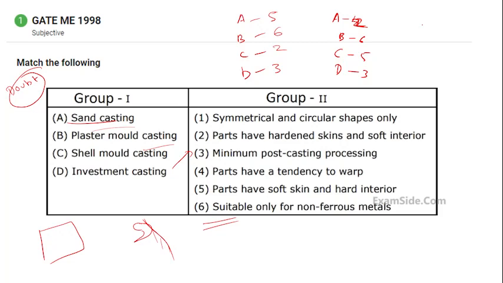Okay, so firstly, A will be 2. Why? Because in casting, your solidification will start from the wall. So finer grains will be at the surface. That is why it will have a hardened skin and soft interior.